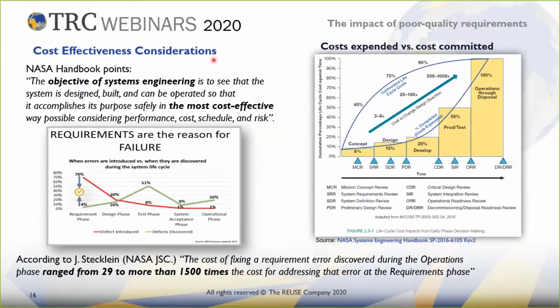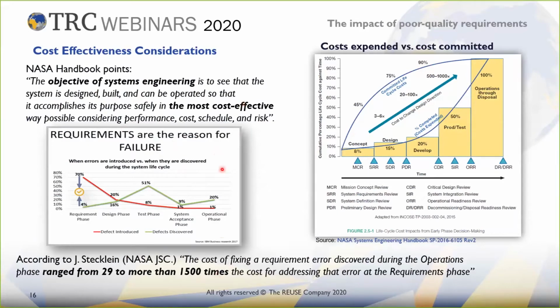Well, the handbook also considers the impact of poor quality requirements, talking about cost effectiveness considerations. The NASA handbook says that the objective of systems engineering is to see that a system is defined, built, and operated so that it accomplishes its proposed purpose in the most cost-effective way possible, considering performance, cost, schedule, and risk.